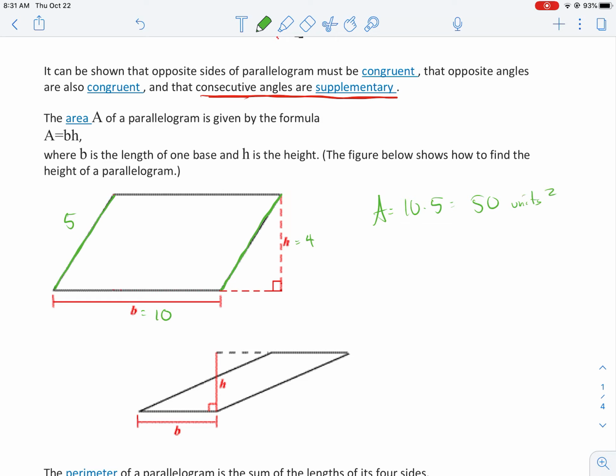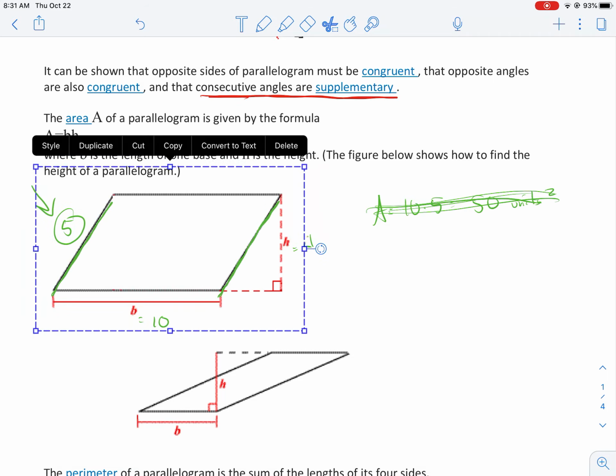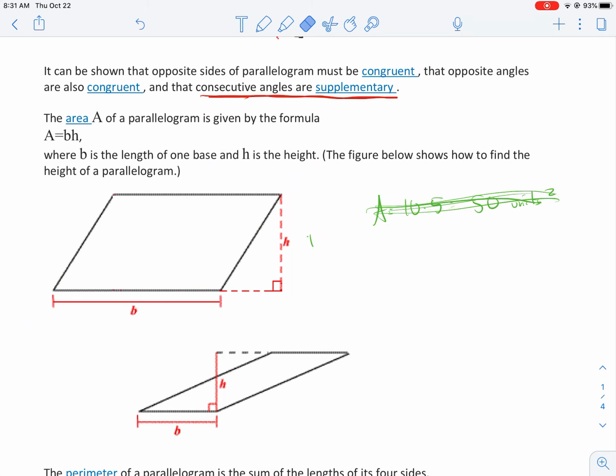Wrong. This is not our height here. This is our diagonal. This does not determine the height of the parallelogram. The height is determined by a perpendicular line created from one of the vertices, and it goes down to the base. It's perpendicular with this base. So if I extended the base out here, this height would be perpendicular to that line.